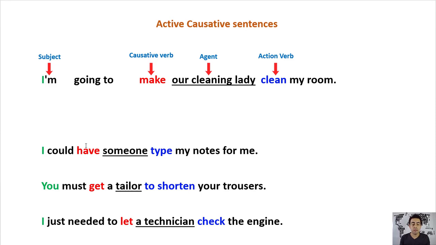The only one that gets the action verb with to, like infinitive, is get. When you use get, the action verb needs to be used in infinitive form. Get a tailor to shorten.